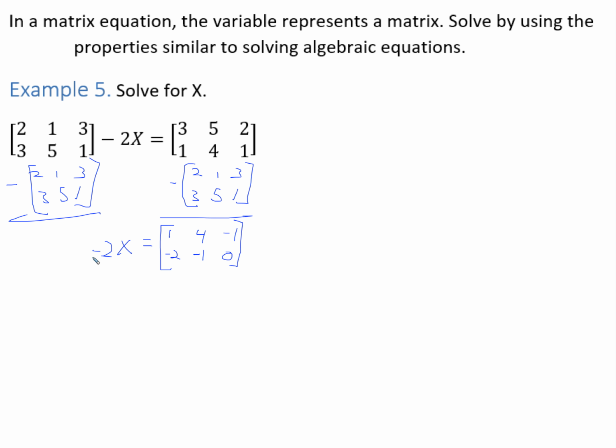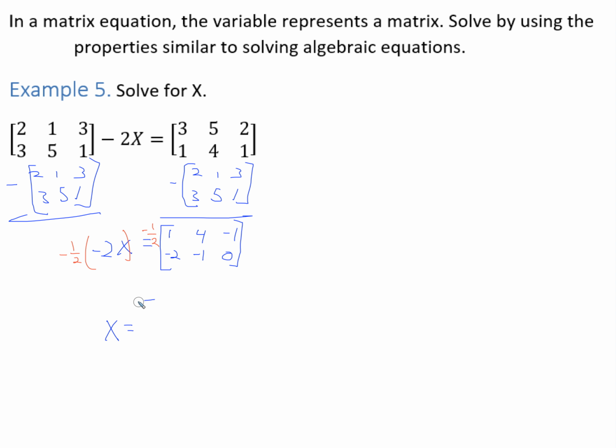Well, we want to solve for x so we can multiply both sides. We don't really put division here. We multiply by negative 1/2. So we multiply by the reciprocal. So we're going to multiply by negative 1/2. And when we multiply by negative 1/2, on the left, we're just left with x.